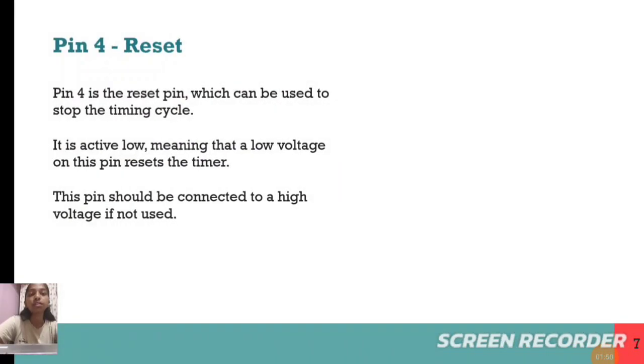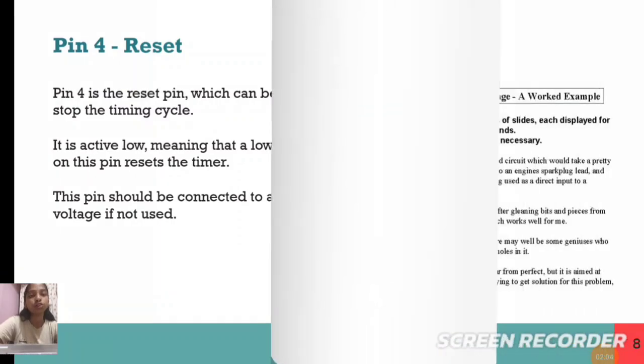And the fourth pin is the reset pin, which can be used to stop the timing cycle. It is active low, meaning that a low voltage on this pin resets the timer. This pin should be connected to high voltage if not used.